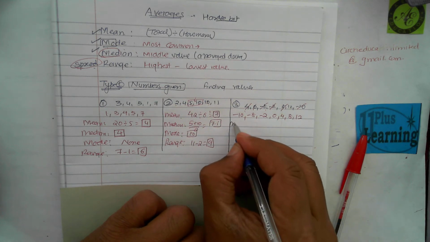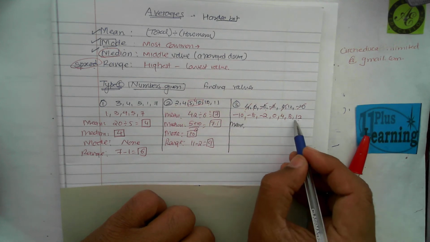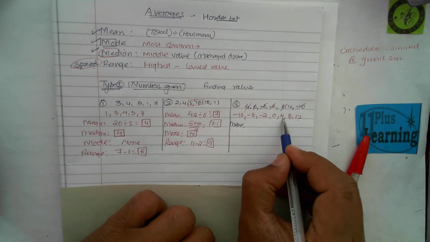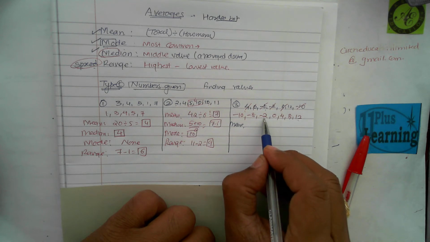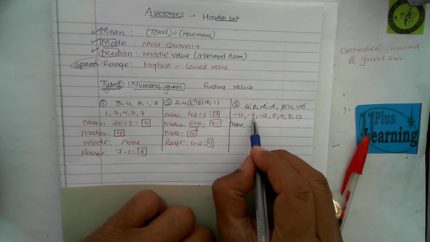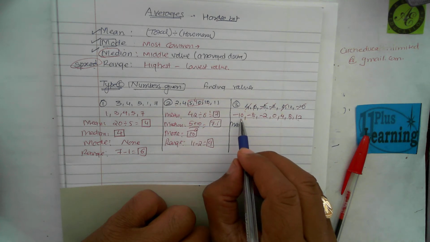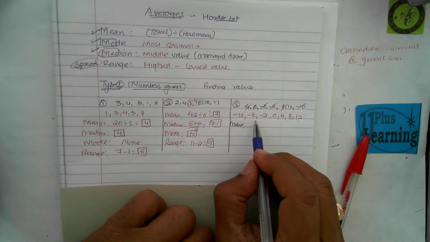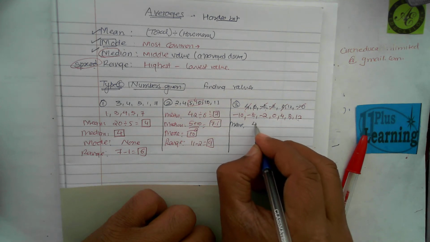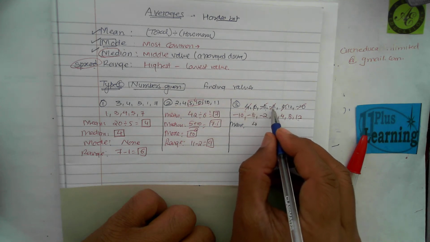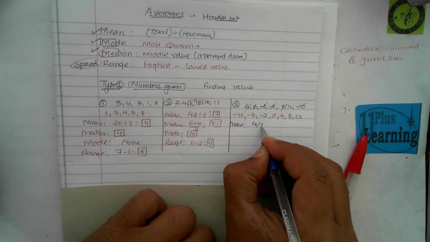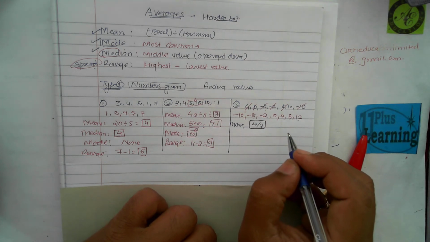Let's find out the mean. The mean: 12 add 8 is 20, 24. 24 take away 2 is 22. 22 take away 8 is 14. 14 take away 10 is 4. So 4 is the total, divided by 1, 2, 3, 4, 5, 6, 7. So 4 over 7, and I'll leave it here. You can leave answers as a fraction as well.